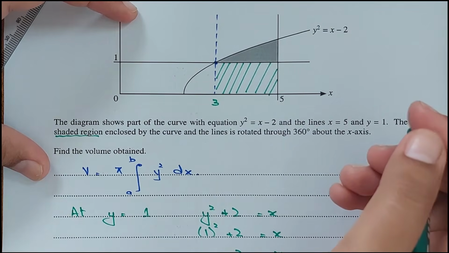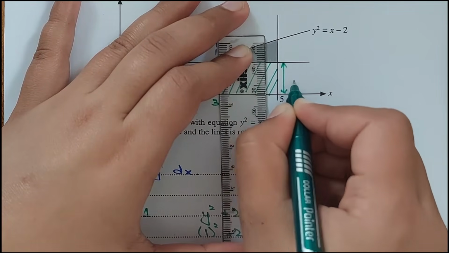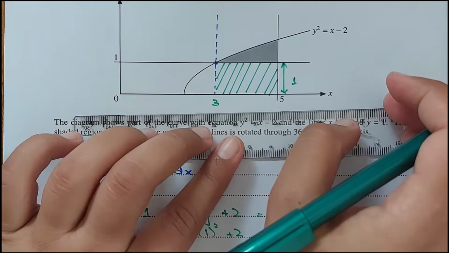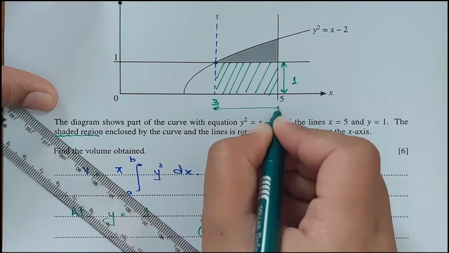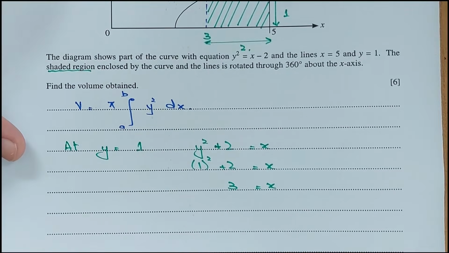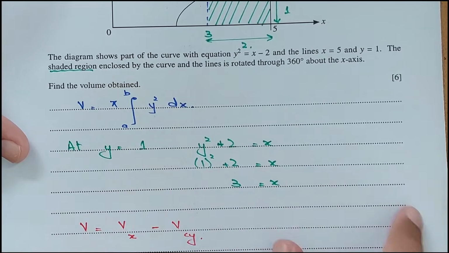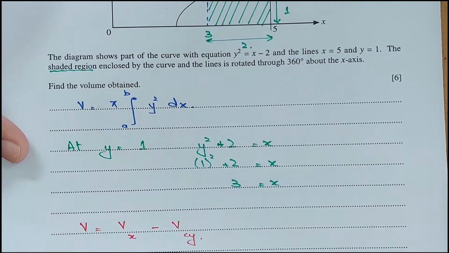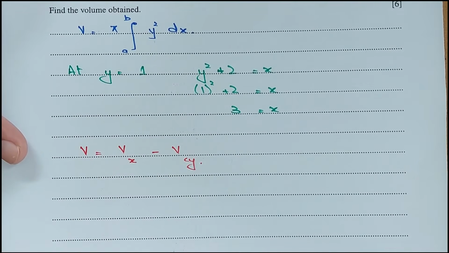The cylinder has a radius, this is the radius of the cylinder, which is equal to 1, and this is the height of the cylinder, which is 5 minus 3, which is equal to 2, right? Okay, so let me obtain the volume. The volume is going to be the volume of rotation about the x-axis minus the volume of the cylinder. This is the complete volume, because this portion is not shaded. We have to find it for the shaded region, right? Okay, so let's work on it.